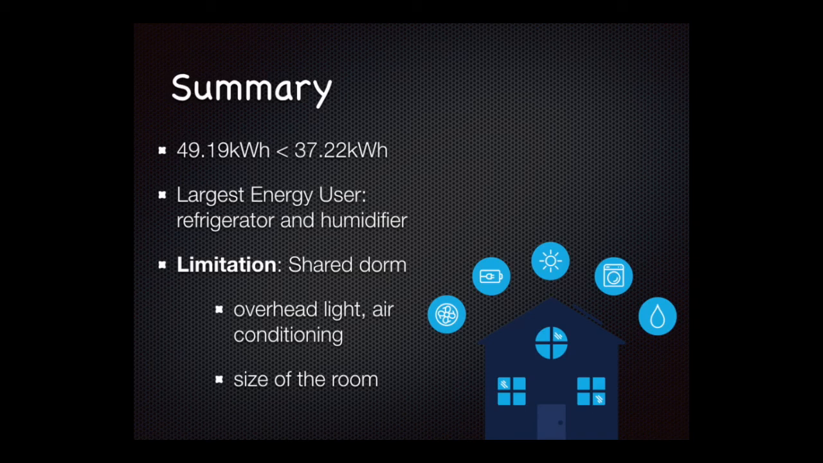First of all, I live in a shared dorm, which means lots of things are shared, including the fridge and humidifier. Therefore, I don't think we can attribute all the energy that the fridge and humidifier cost to one person. Second, there are different things I didn't take into account, such as the overhead lighting and air conditioning. Cooling and heating really cost a lot of energy.